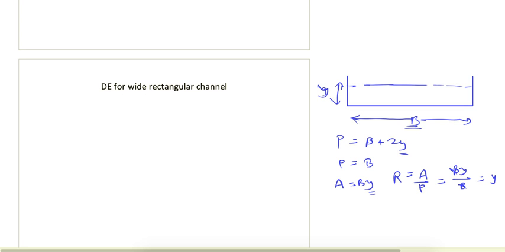If I use Manning's equation, I can write discharge as Q is equal to 1 by n A R to the power 2 by 3 S to the power 1 by 2. And from here, if I put the value of A and R, Q is equal to 1 by n b y to the power 5 by 3 S to the power 1 by 2.